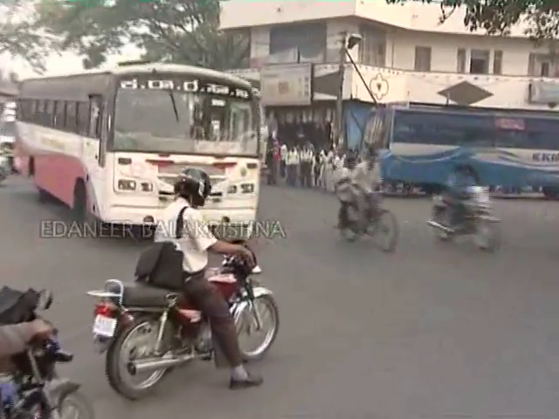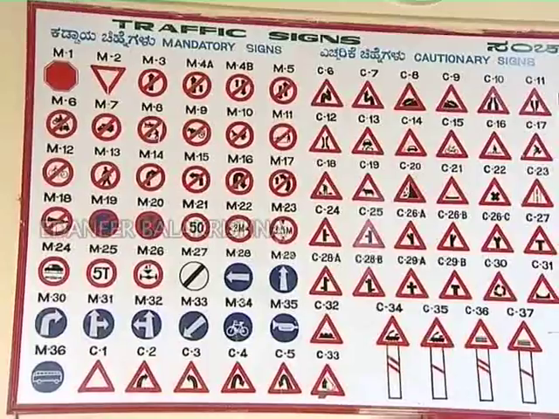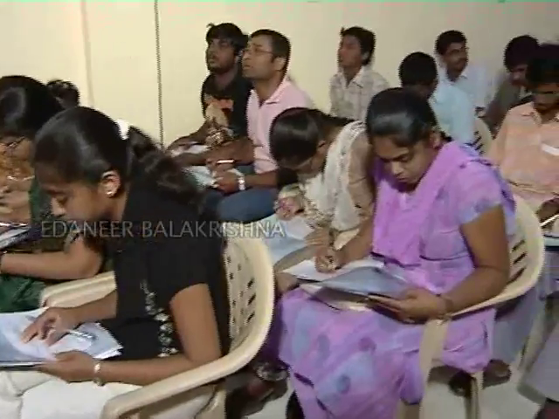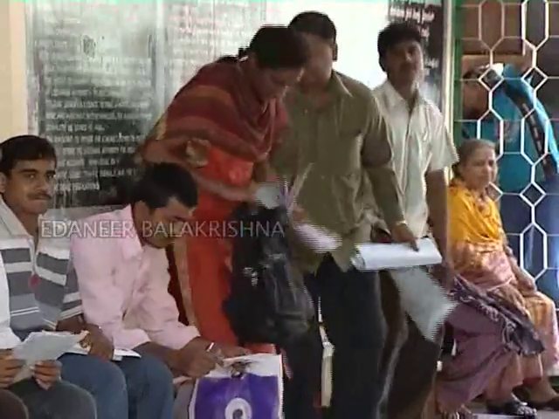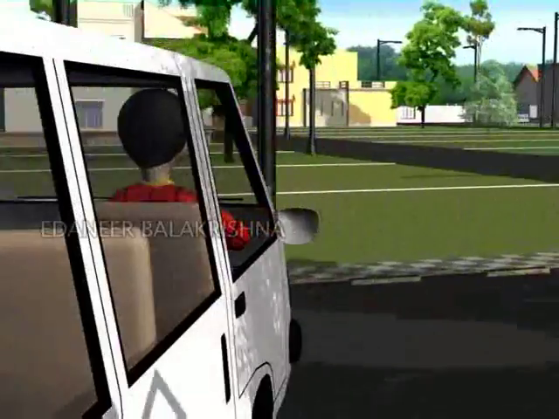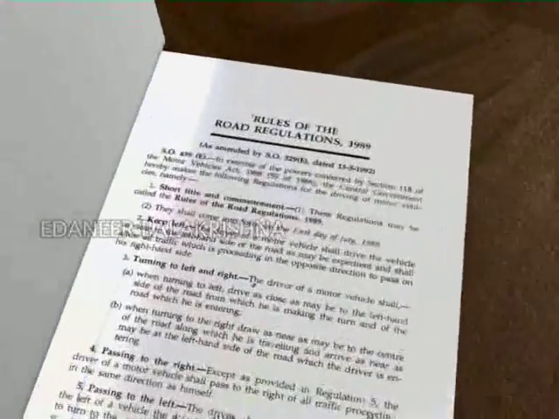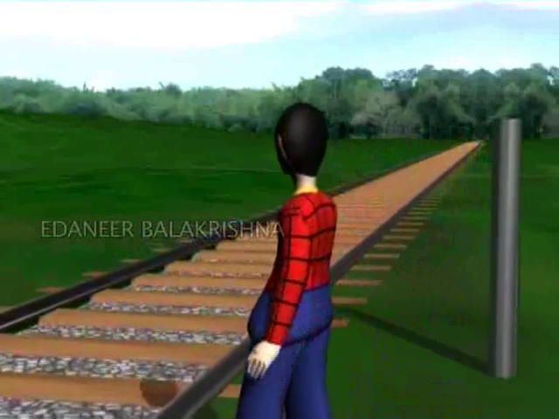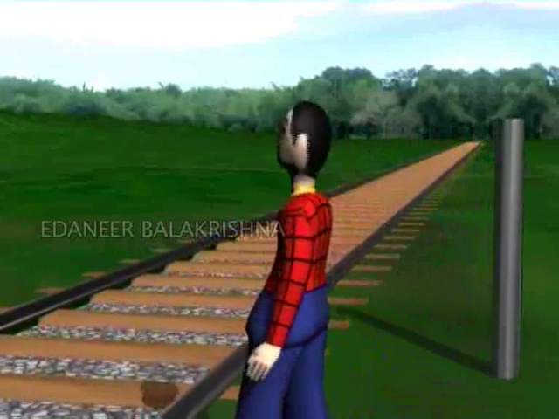The learner's license test is conducted in accordance with the rules of the Indian Motor Vehicle Act of 1989. Whoever wants to obtain an LL has to know the traffic signs and the traffic signals specified under the Indian Motor Vehicles Act and rules of road regulations. The duties and responsibilities of a driver when the vehicle meets with an accident. The precautionary measures to be taken before crossing unguarded railway crossing.